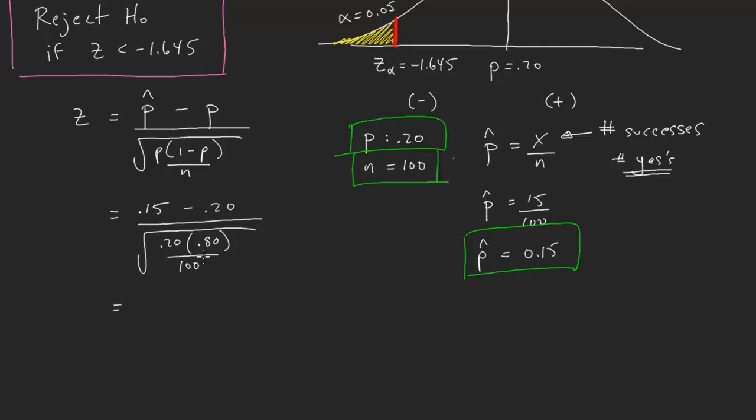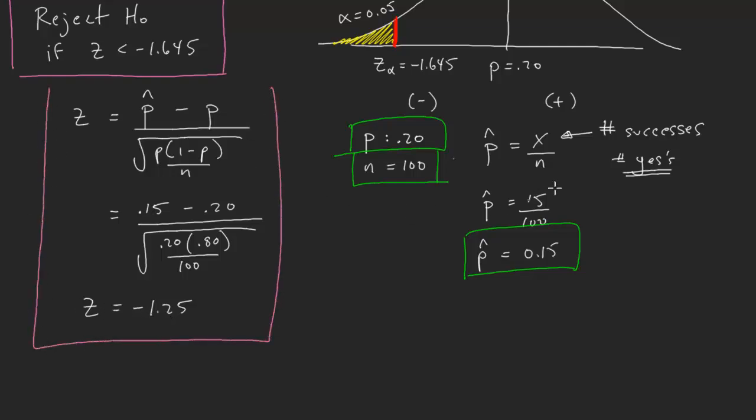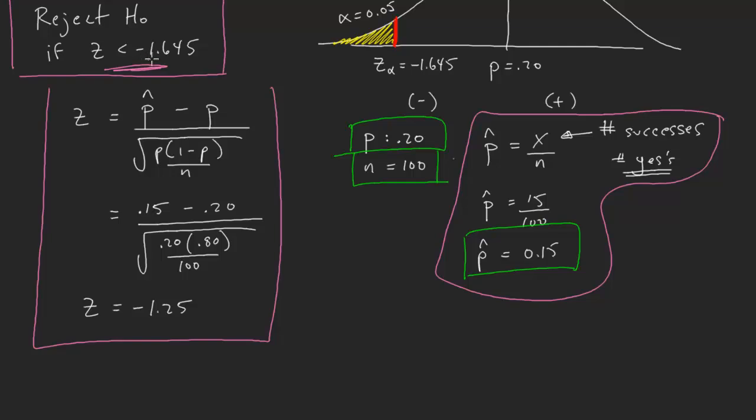And so what do we get here? I'm going to calculate this out. This comes out to be a z-score of negative 1.25. You absolutely have to show them all of this, and as well you should be showing them how you worked out your sample proportion. Now what do we do with this? We said we were going to reject the null if z was less than negative 1.645, but this is not less than negative 1.645.